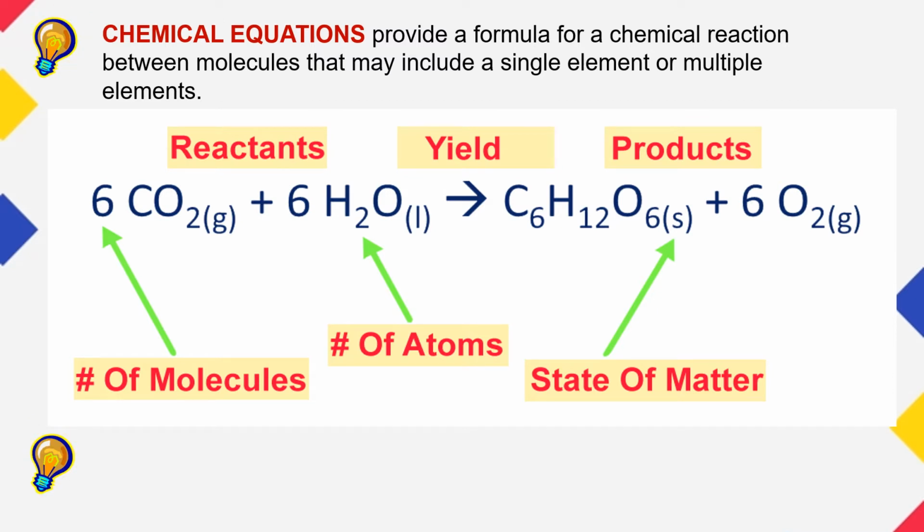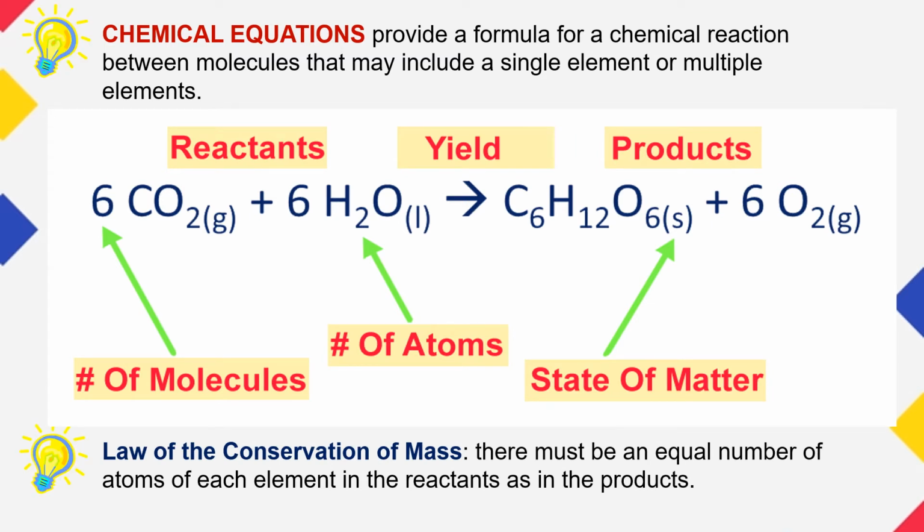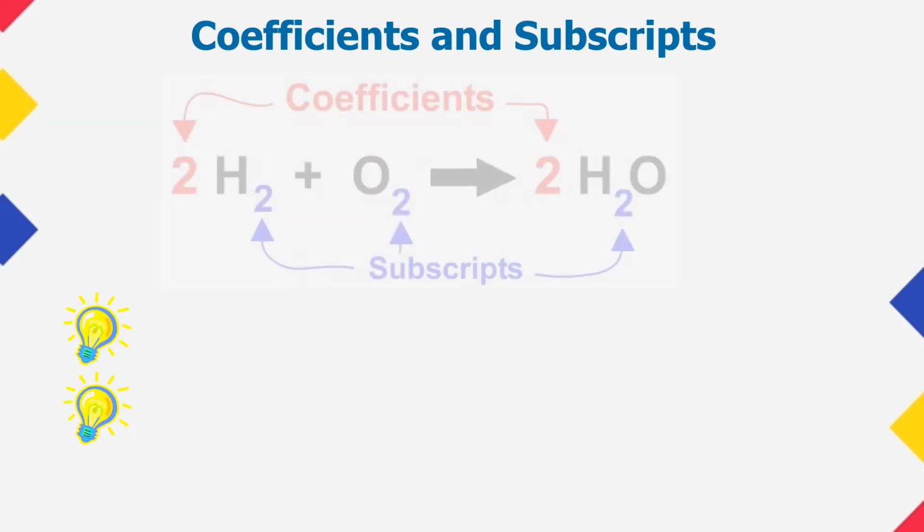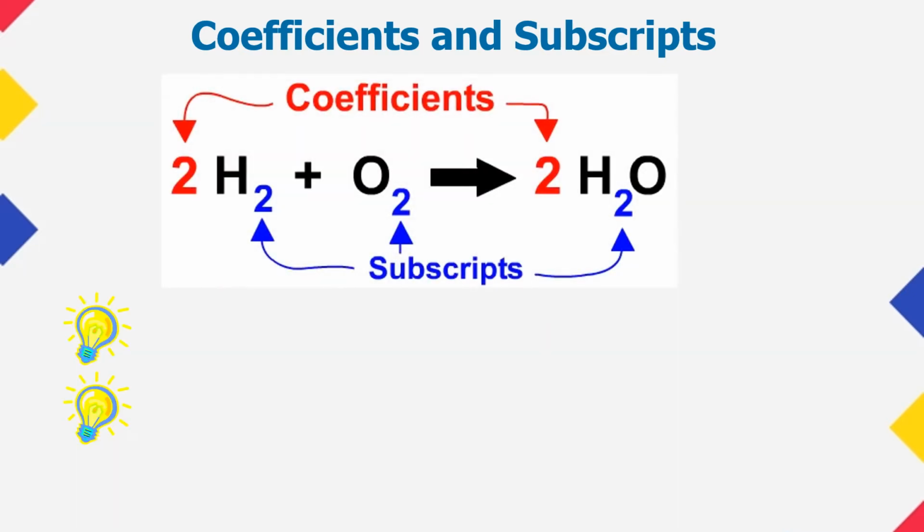It is important to balance chemical equations in order to follow the law of conservation of mass. In simplified terms, the law states that there must be an equal number of atoms of each element in the reactants as in the products. There are two types of numbers that appear in chemical equations. There are subscripts, which are part of the chemical formulas of the reactants and products, and there are coefficients that are placed in front of the formulas to indicate how many molecules of that substance are used or produced.